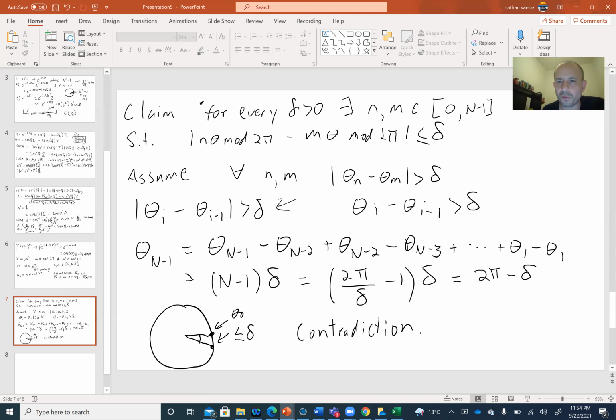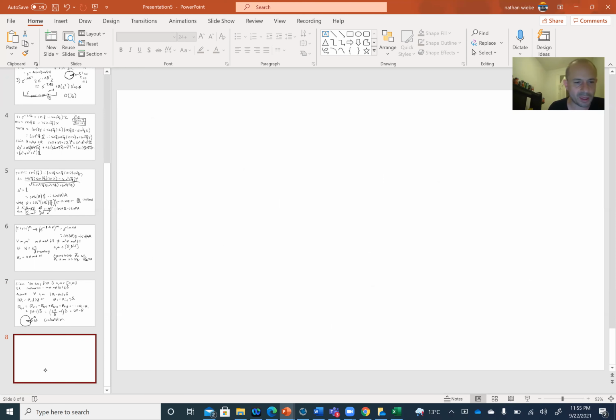And thus, the claim follows. So, simple proof by contradiction that if we pick these n rotations, we're always going to find at least one or two values that happen to be close to each other. And again, we can't have any of them be precisely equal to each other, which would ruin everything because of the fact that theta is an irrational multiple of 2 pi. All right, so now that we've built all of this up, we can go forward and do the last step in all of this.